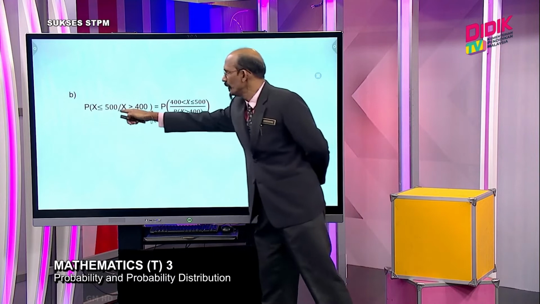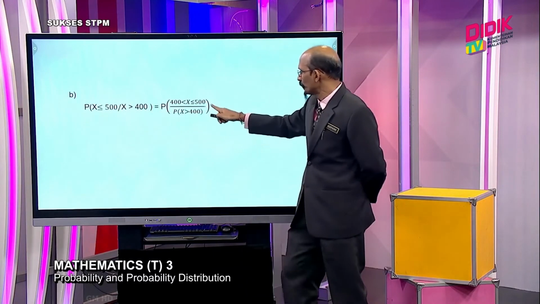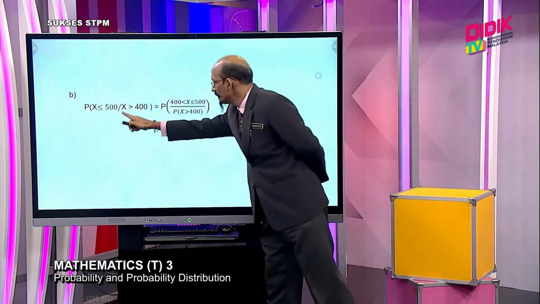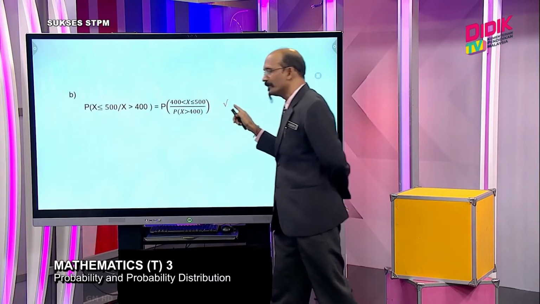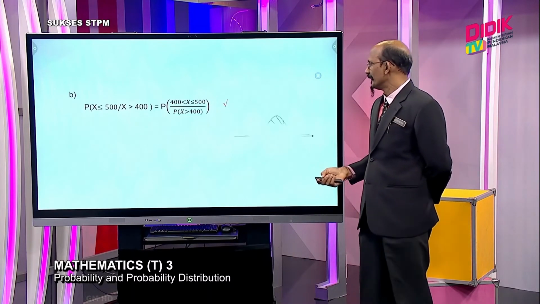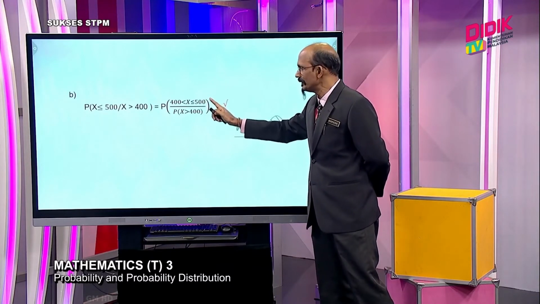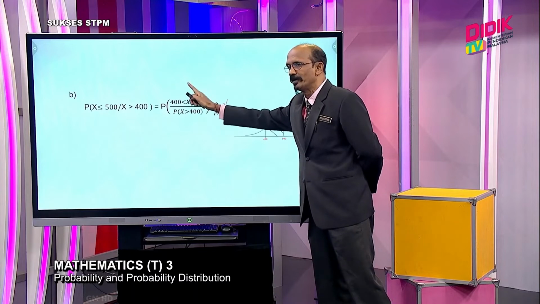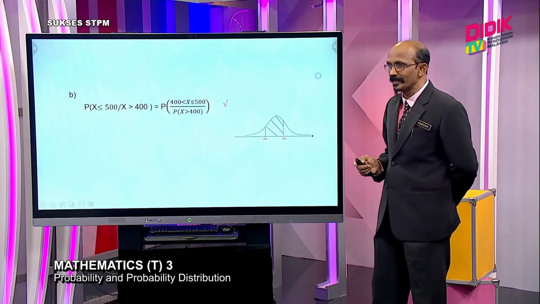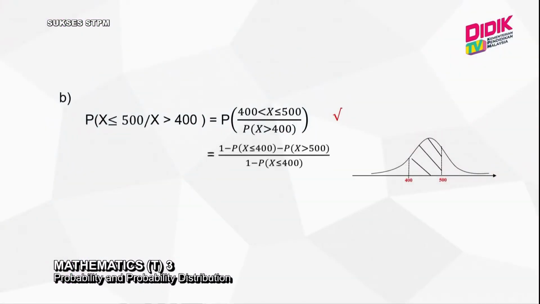So I have to convert my statement into mathematical symbols. I use the correct formula here, and a mark is given for using the correct formula. Next, of course, I would need to do standardization. But in the earlier question, they already gave the probability for X is 400 and X is 500. So we do not need to standardize. We can use the formula here, and the diagram.